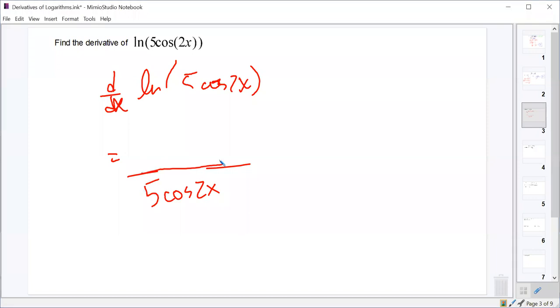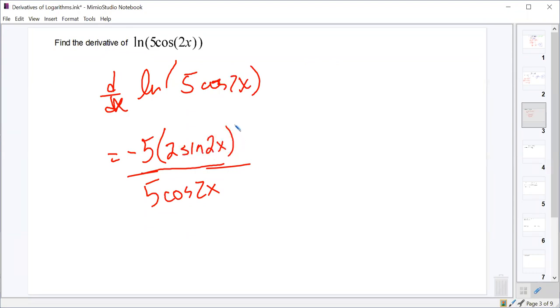You need to do product rule. We don't have to do product rule. We need to find the derivative of the 5 cosine 2x, which is chain rule, right? So the 5 is going to stay. And then we need the derivative of cosine 2x. What's the derivative of cosine 2x? Negative, and then a 2, and then sine 2x.